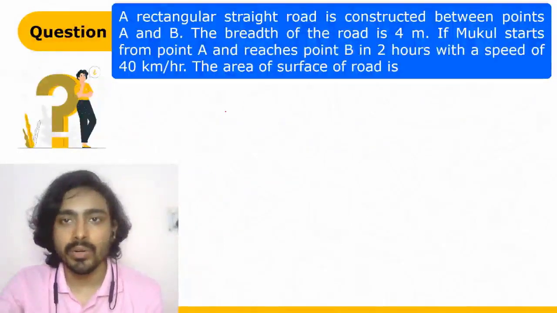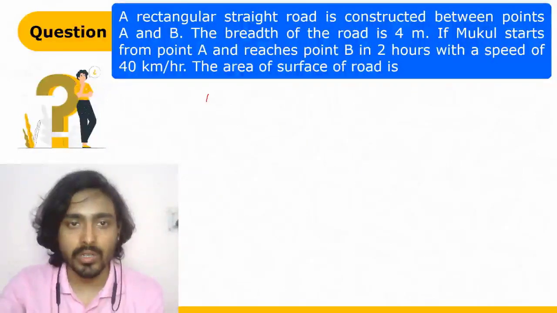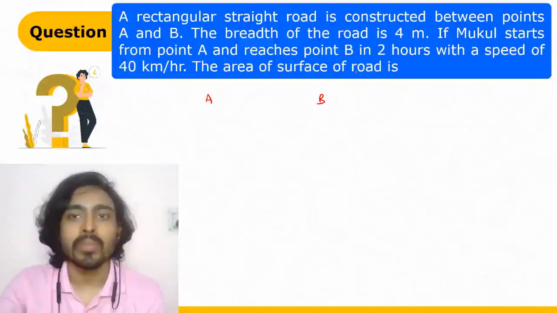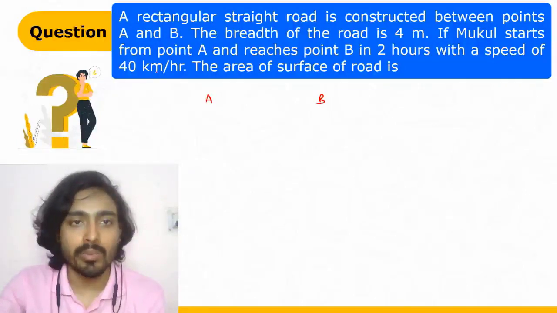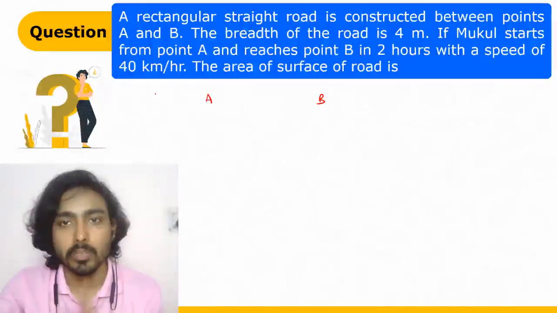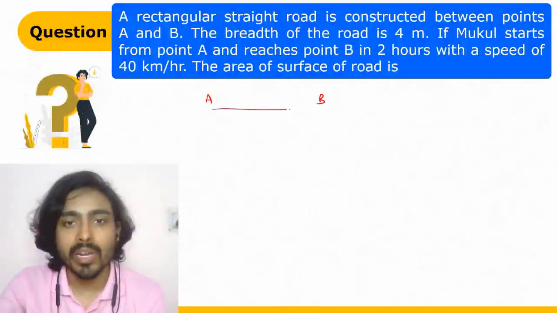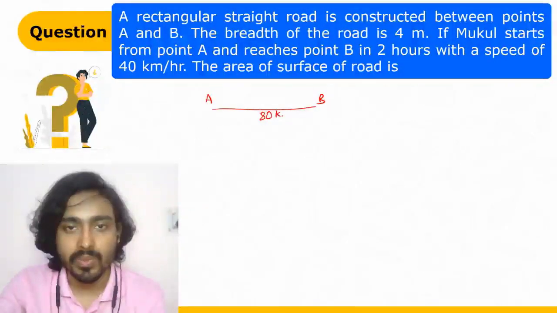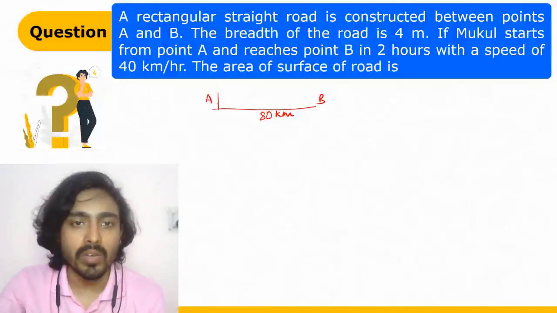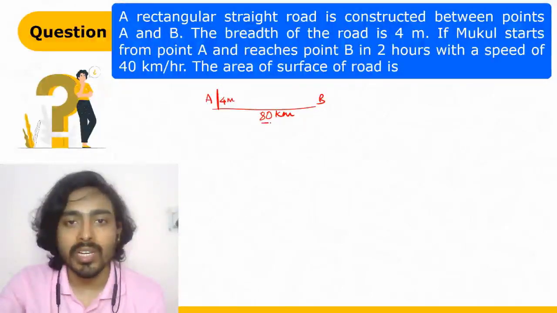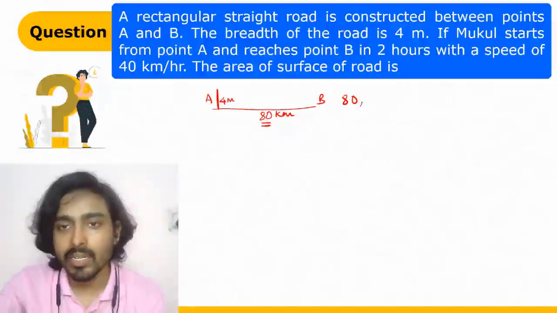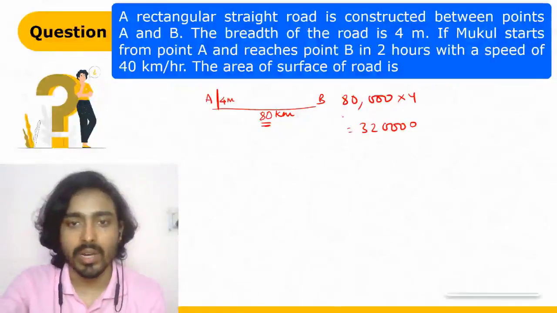Let's move ahead. A rectangular straight road is constructed between these two points. So between A and B, there is a road. Okay. It takes 2 hours with a speed of 40 kilometers per hour. So in 2 hours, it will be at 80 kilometer distance, right? 80 kilometer distance, and the breadth of the road is 4 meters. So we can change it into meters. So 80,000. So this will be 80 into 1000. Okay. And into 4 will give us the area of the road. Okay. This is 3,20,000. Let's look at the options.